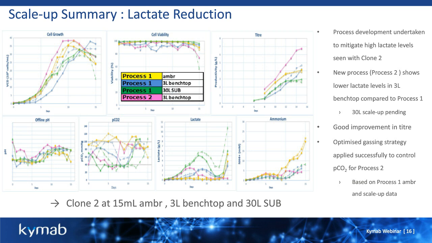Now, the optimized gassing strategy developed during scale-up was also applied to the process 2 condition, and by doing so, we were able to proactively control PCO2 between 40 and 100.